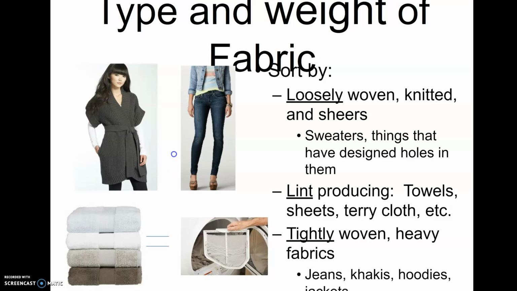And then lint-producing items: towels, sheets, terry cloth. You wouldn't want to wash your towels with your nice sweaters. The lint could transfer from the towel to the sweater, and then that is hard to get off. And then there are tightly woven heavy fabrics, things like jeans, khakis, hoodies, and jackets. So not only are we sorting by color, but we're going to sort by these things as well.